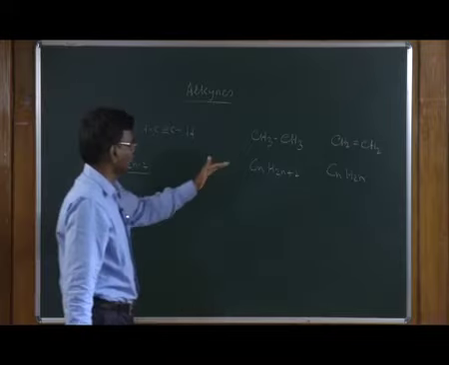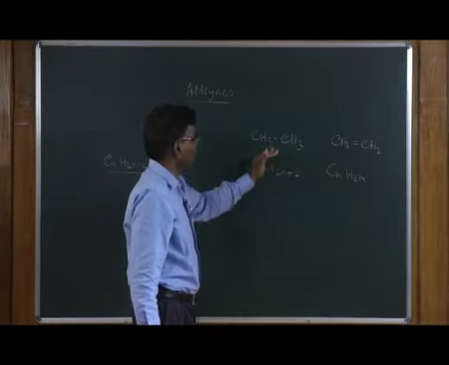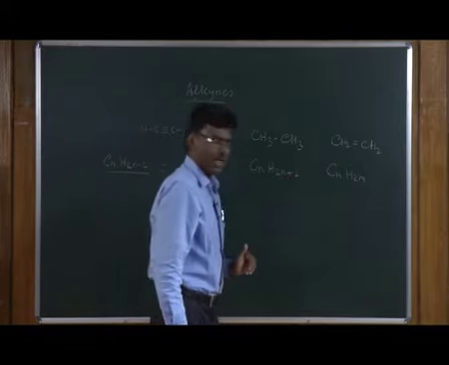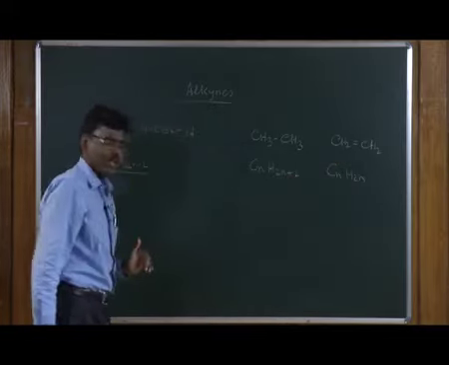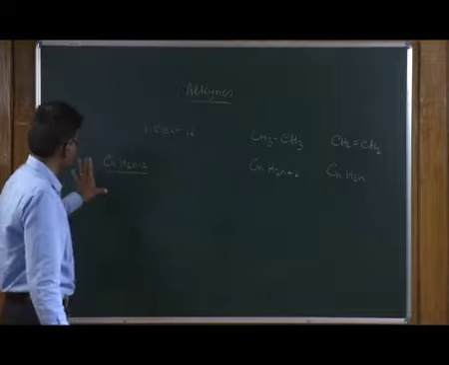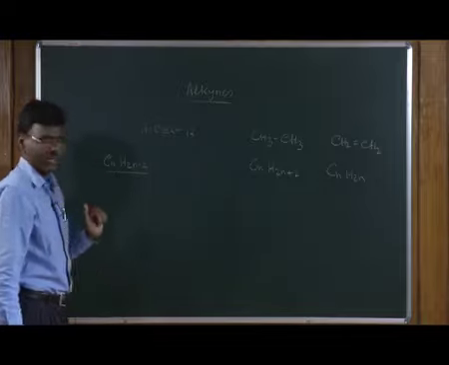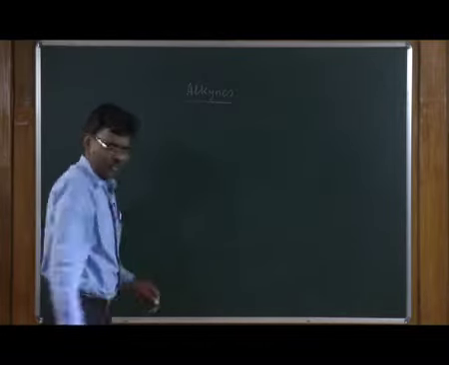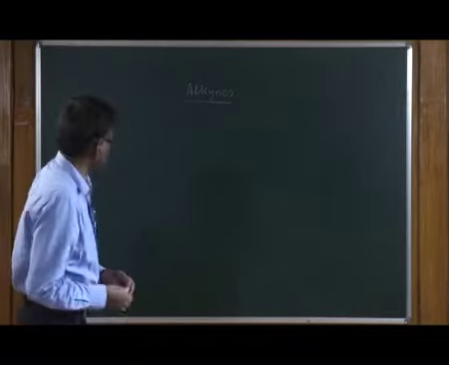For example, in this case, you have 2 carbon, 6 hydrogen atoms. In this case, you have 4 hydrogen atoms. Here, you have only 2 hydrogen atoms. So, they have general formula CnH2n minus 2. So, let us see the structure of the carbon-carbon triple bond.